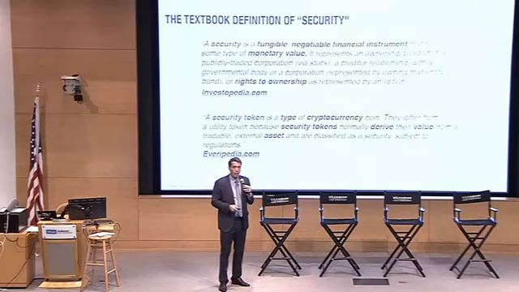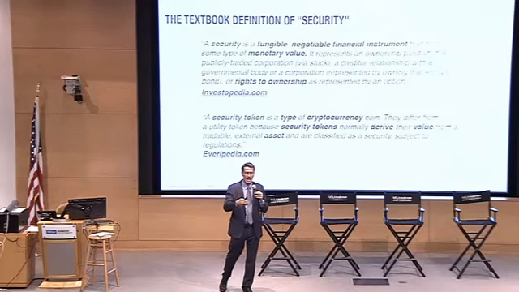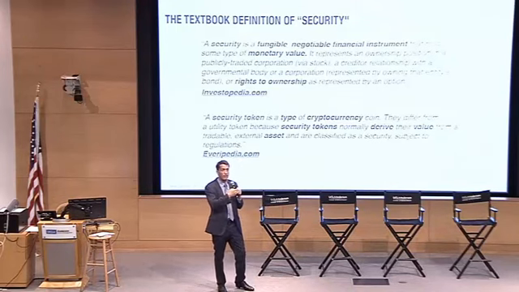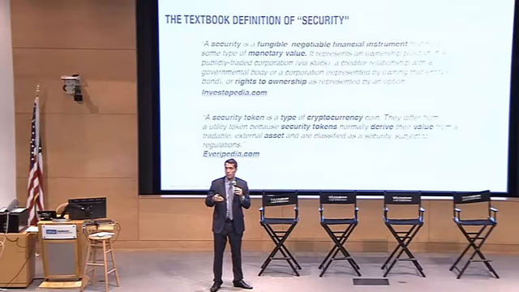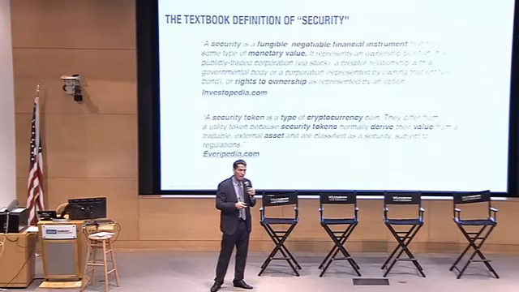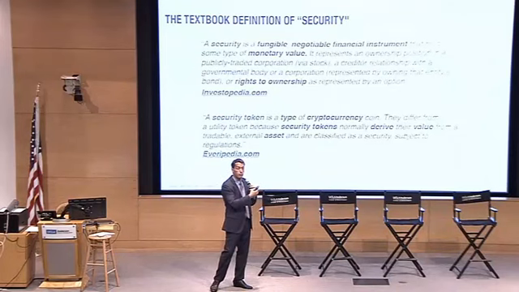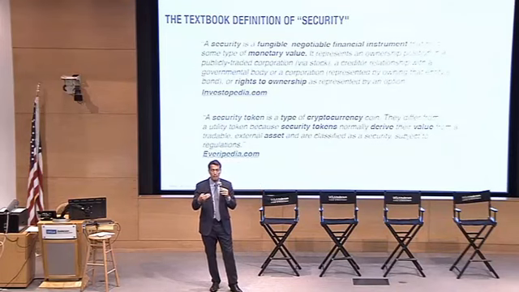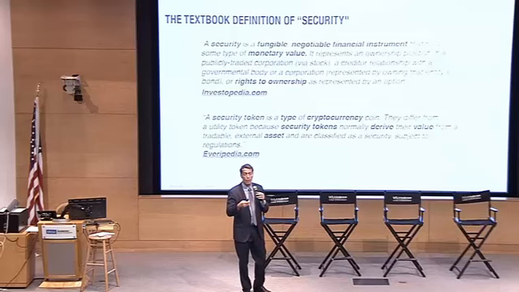So if we look deeper, a security is a fungible, negotiable financial instrument that has monetary value. You can go to Investopedia and see this. You can also go to Averipedia, which is a project that was born here at UCLA. So very proud of that project, which defines what is a security token, which is a type of cryptocurrency that derives its value from an external asset or a tradable security.